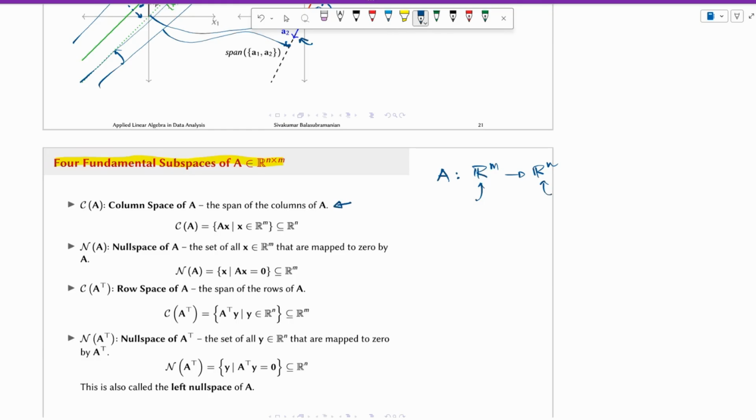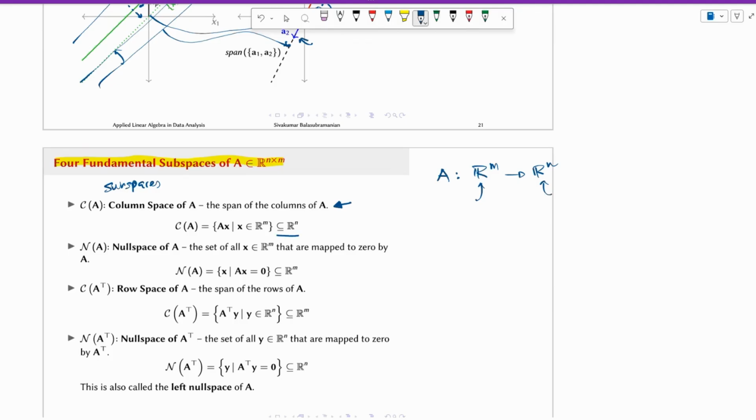The four fundamental subspaces are the column space of A, the row space of A, null space of A, and null space of A transpose. Okay, or this is also sometimes called the left null space. Column space of A is fairly easy to understand. Okay? And all of these are subspaces. That means they are sets which satisfy the property of being a vector space.